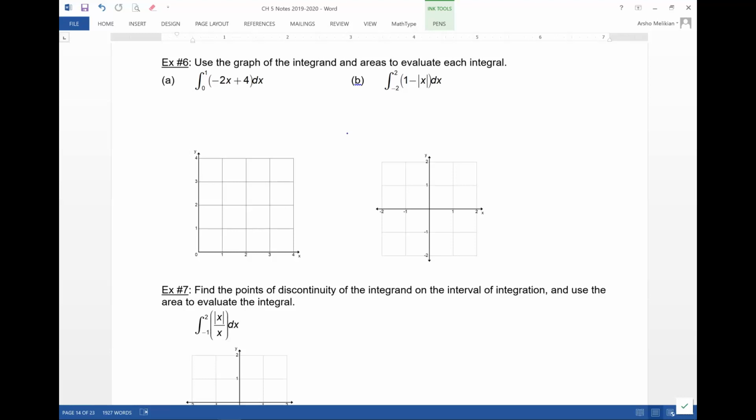Use the graph of the integrand. Where is the integrand? It's -2x plus 4 in this case, and the area is to evaluate each integral. Because what is an integral? Just area. So, -2x plus 4, what are we going to do? We're going to graph it. When x is 0, y is 4. When y is 0, x is 2. We did this before, but we now have different limits of integration.